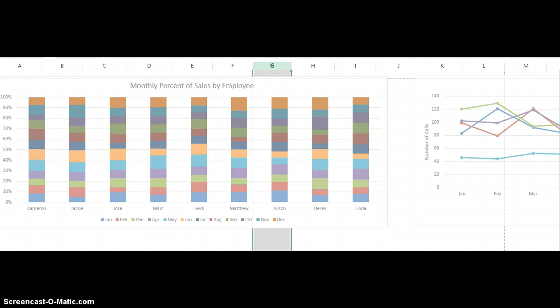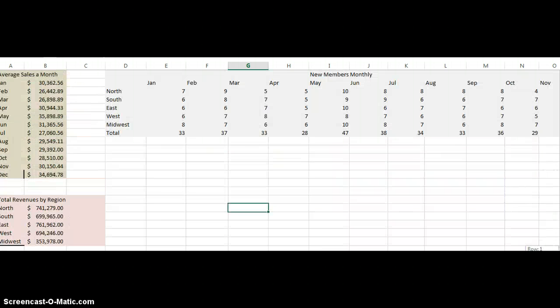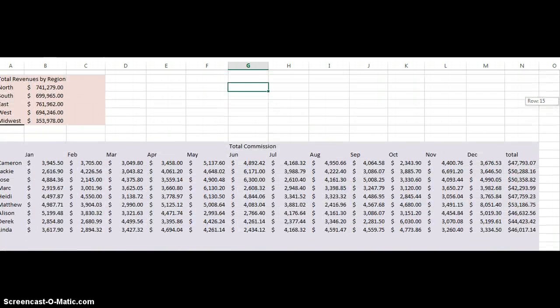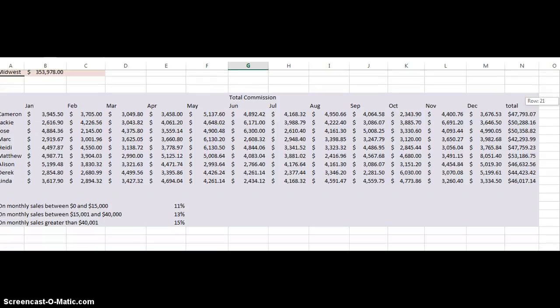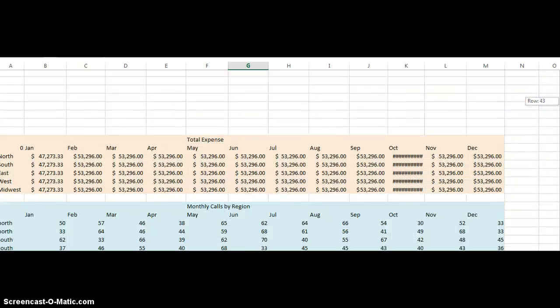And the next sheet that we have is all of our data that we used and all of the formulas. So we have our average monthly sales, we have our new members monthly, we have the total revenue by region, we have our total commission chart and how much each person is making based on their sales amount.